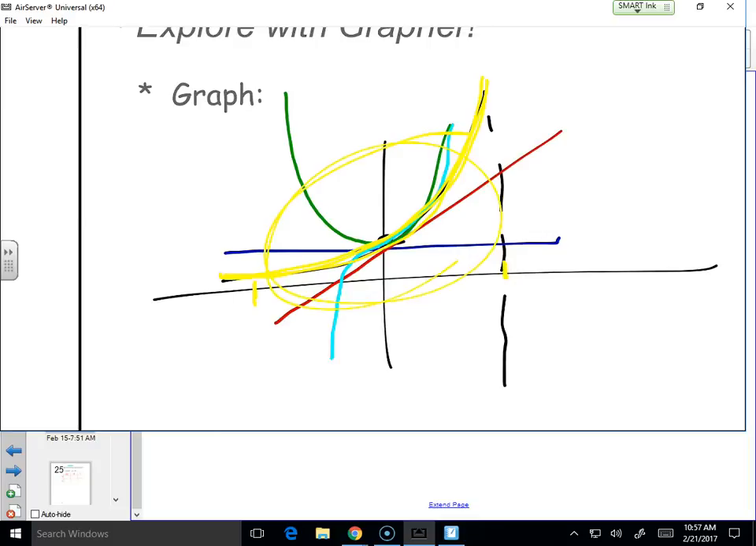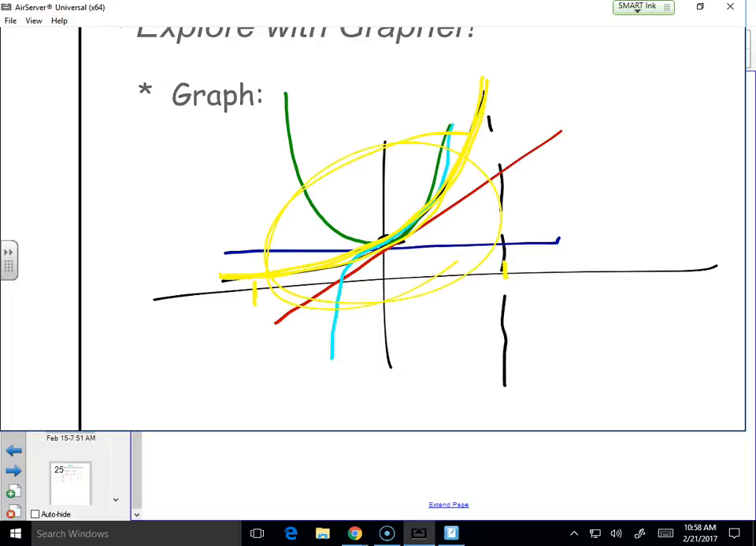But I had you graph 1 over x. I think it was 1 over x. I had you graph 1 over x, and then what did I have you graph next? 1, and then 1 plus x, and then 1 plus x plus x squared, and then 1 plus x plus x squared plus x cubed, and then et cetera, et cetera.